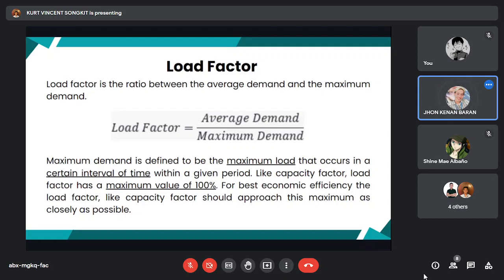In this case, therefore, a low load factor would be desirable from the customer's viewpoint. Thus, the question arises, is this desirable from the standpoint of the power plant? The answer is clear: as the load factor decreases from 100% to a lesser value, a bigger plant would become necessary. This will mean larger first cost and bigger fixed cost per unit of output.